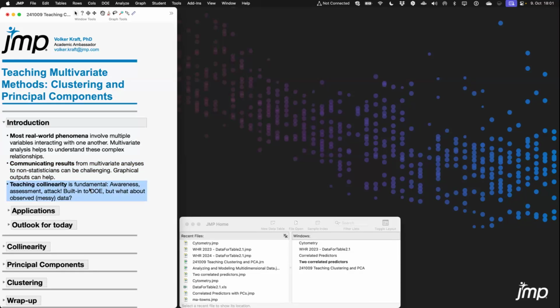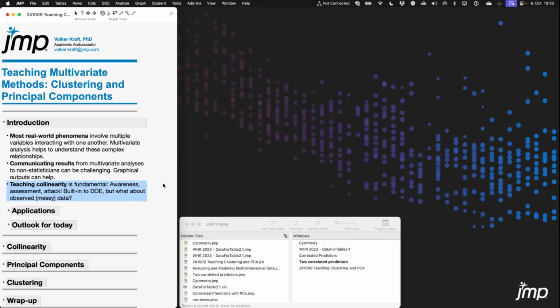And the third comment is about the main statistical topic today: collinearity. And this is really fundamental. Every student, all scientists, all engineers, should be aware. They should be able to assess collinearity in their data and also to attack the problem and to manage collinearity, to reduce it, or maybe even to remove it from the data.